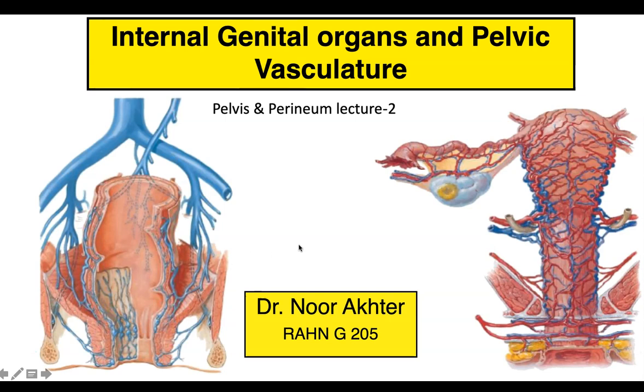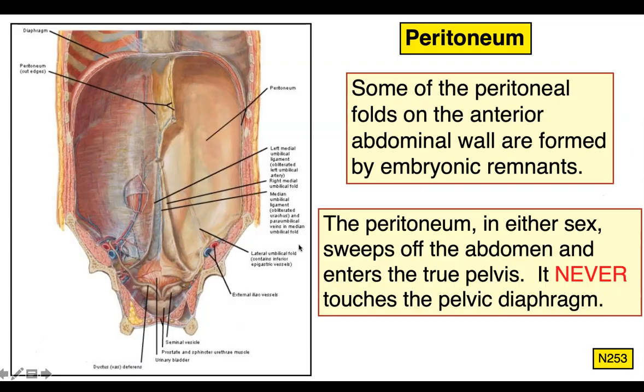Today I will talk about my second lecture of pelvis perineum. For your convenience, I divided this lecture into two sections. In the first section, I will talk about the pelvic part of the peritoneum, and also about the rectum, anal canal, and female internal genital organs. In the second part of the lecture, I will talk about the male internal genital organs, urinary bladder, and urethra. So let's start.